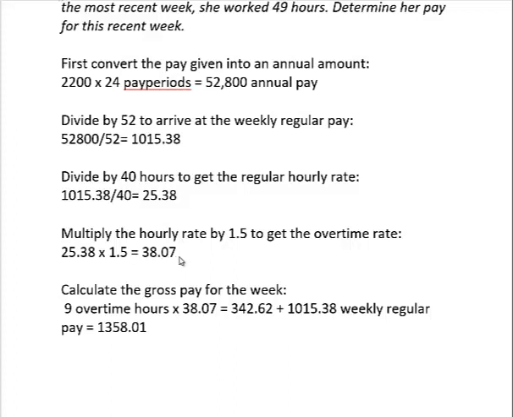So to get the overtime rate, we will multiply that times 1.5 to get an overtime rate of $38.07. So now all we have to do is calculate her overtime pay and then add it back to her regular weekly pay. So it said that she worked 9 hours of overtime. So 9 times the overtime rate of $38.07 equals $342.63 in overtime pay. And we'll add that back to what we calculated as her weekly regular pay, and the total gross pay will come out to $1,358.01.